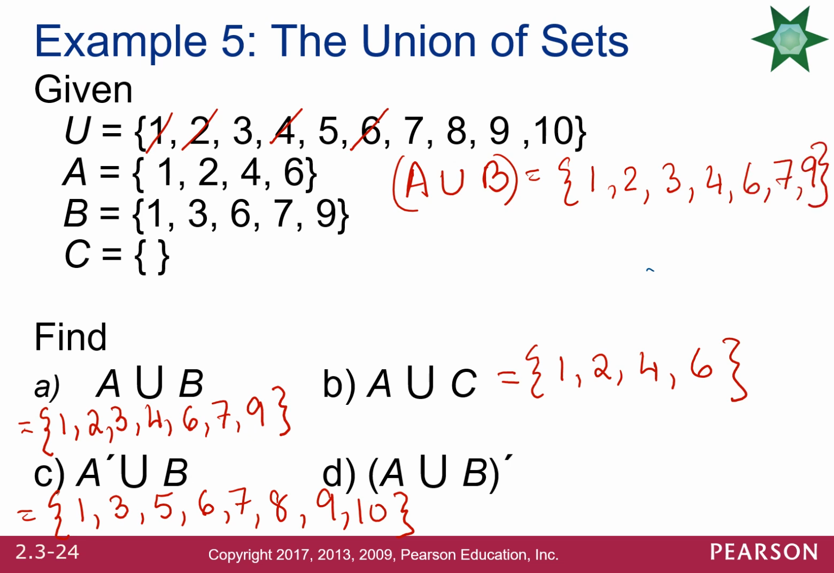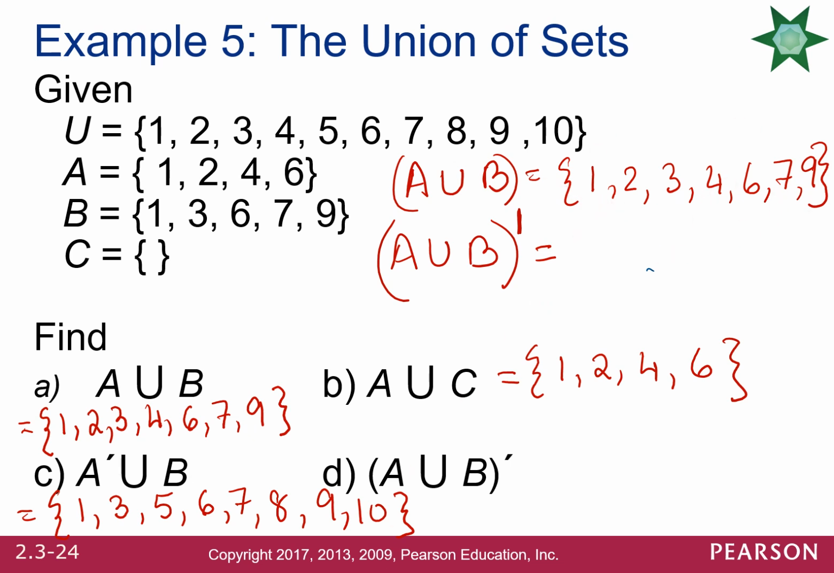All right, now we have to find A union B complement, the complement of A union B. So now I'm going to go to my universal set, U. First I'm going to cross out the values that exist in A union B, and then I'm going to pick the ones which remain, because A union B complement is the same as not A union B. So we have to pick the values from the universal set which are not in A union B.